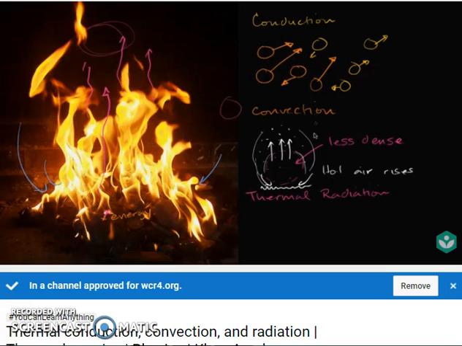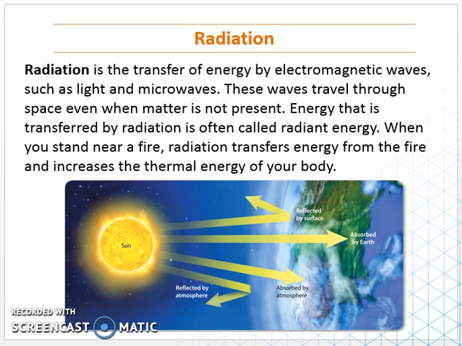And so this convection, this idea of the hot air rising or the cold air falling, is another form of heat transfer. So the last form is radiation, and it's the transfer of energy by electromagnetic waves. Those waves are like light and microwaves. These waves travel through space, even when matter is not present. It can travel through a vacuum. Energy that is transferred by radiation is often called radiant energy. When you stand near a fire, radiation transfers energy from the fire and increases the thermal energy of your body. Same can be said for the sun.